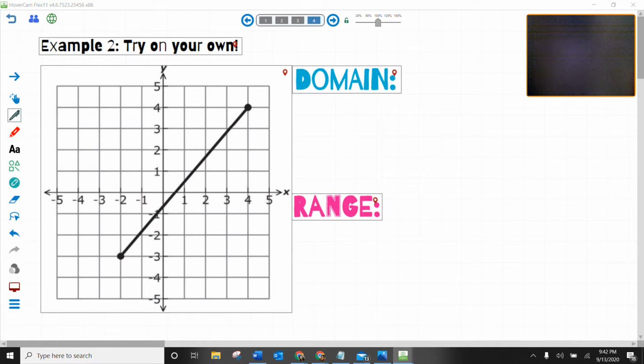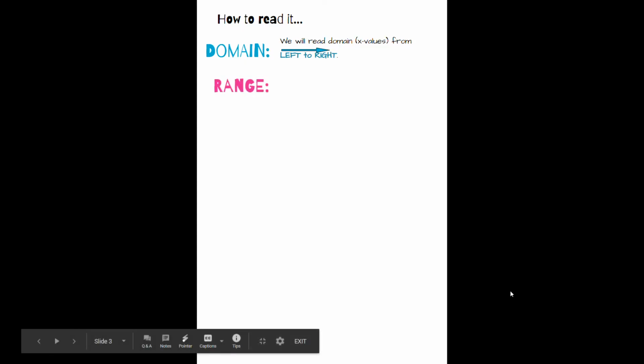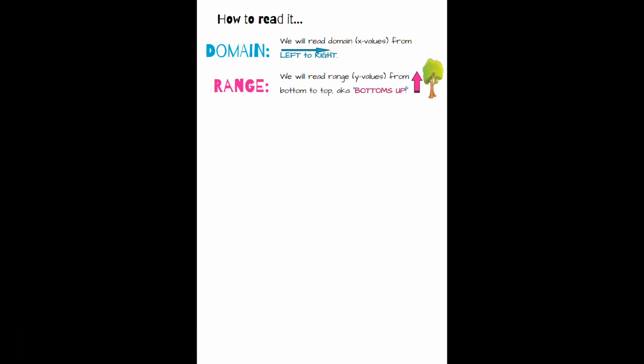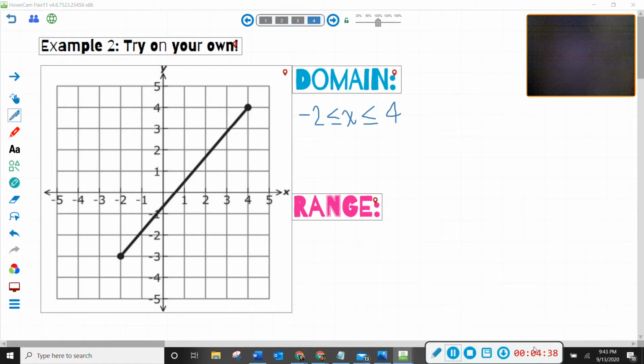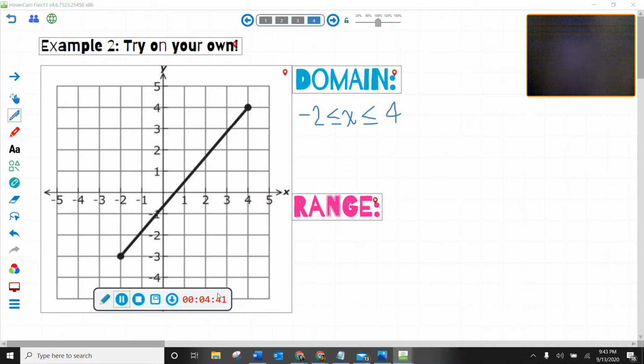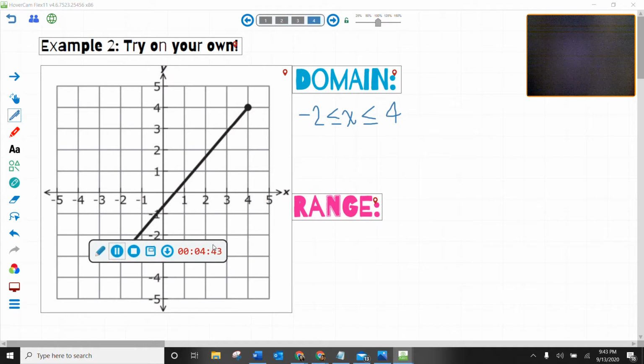Now, let me put that back on. All right. So now let's talk about my range. Let's go back to our presentation. So range, we had said, we will read the y values, which is the y-axis that goes up and down, from the bottom to the top, or you can say bottoms up. It's like planting a tree. It grows up, okay? So taking a look here, I'm going to start at the bottom and just chug my way on up until I meet something here.